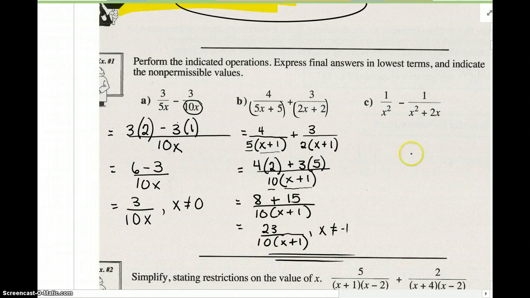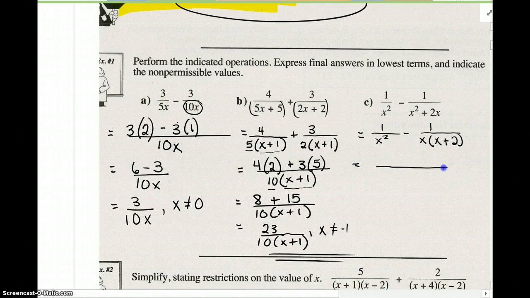Next question, we are going to do the same thing. We are going to simplify the denominators if we can. This x squared, nothing can be done, but I can do something with the second fraction. X is common to both terms, so I'm going to pull that out, and I end up with x plus 2. Now, what do we need for the denominator?